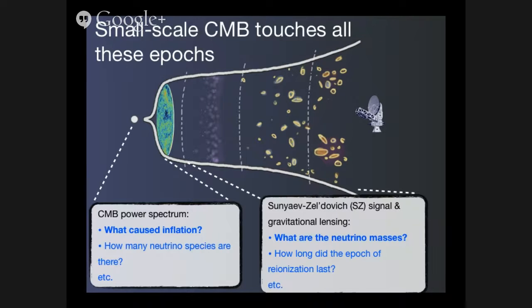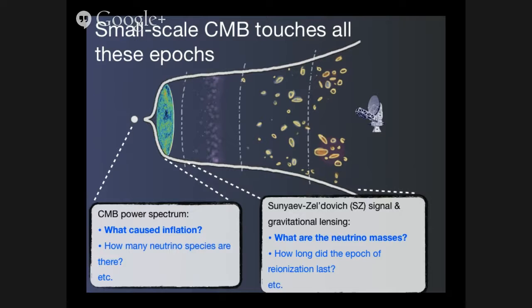The nice part about doing a small-scale cosmic microwave background survey is that you can actually touch upon all these different epochs. So, of course, you get a snapshot of the early universe, which can tell you about those initial conditions, inflation, and particle physics in the early hot universe. But these CMB photons have traveled through the entire universe, and they bear some small imprint of all the structure along those lines of sight.